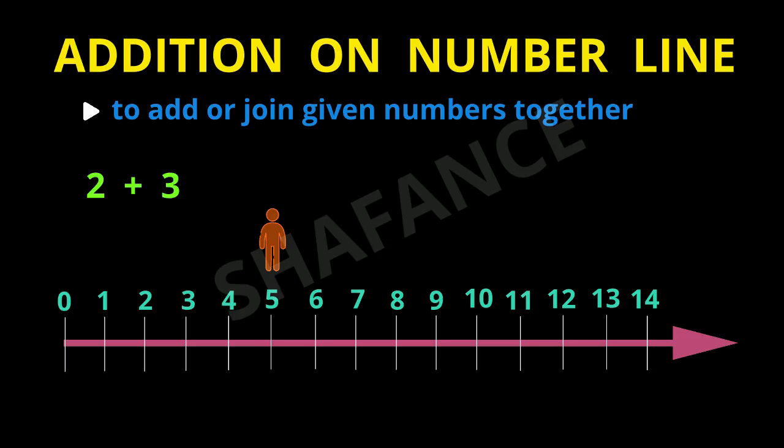So now we have also completed the addition, like 2 plus 3. We have completed all the steps. And now the person is at 5. So what we get, the answer, the addition of 2 plus 3 is 5 on the number line. So this is the answer.